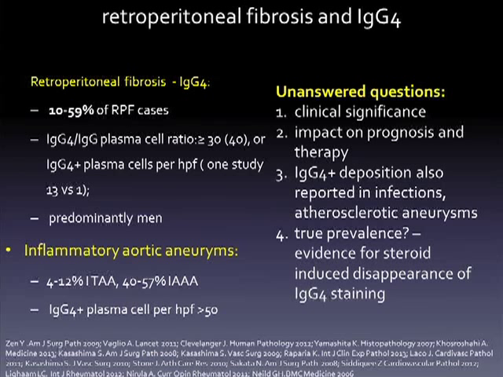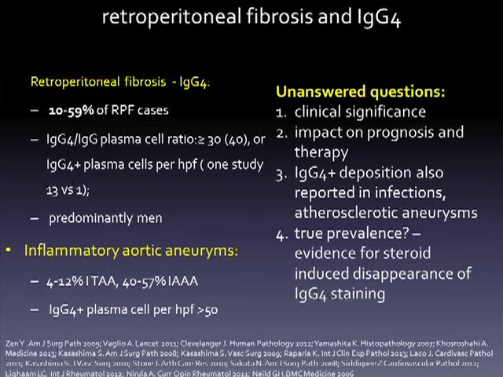When you look at the inflammatory aortic aneurysm, there are studies that looked at inflammatory thoracic aneurysm and others that looked at inflammatory abdominal aneurysm. The prevalence of IgG4 was 4 to 12% in thoracic and 40 to 57% in abdominal.